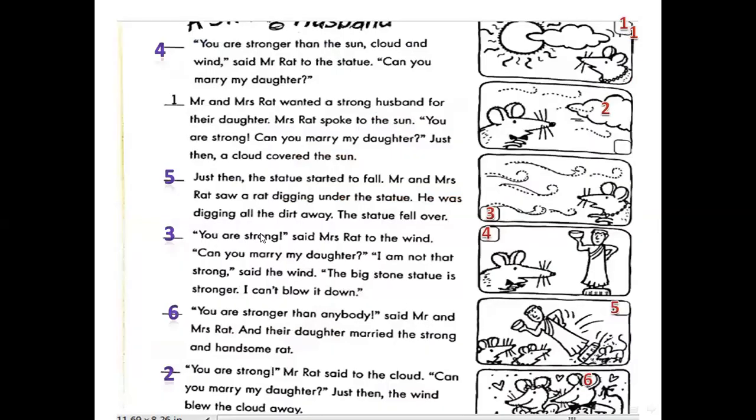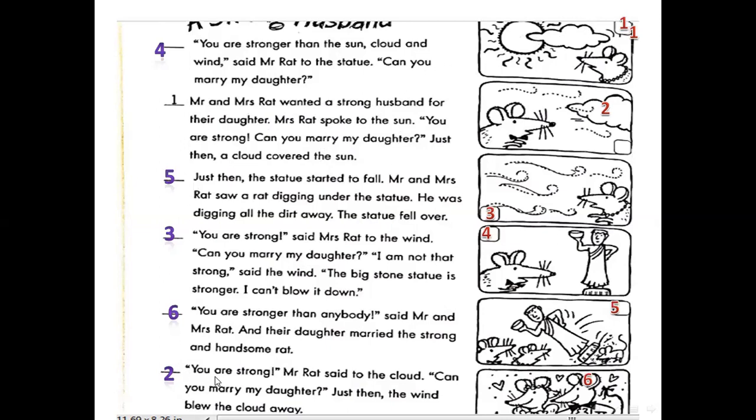And here is the workbook exercise. It is a story about a rat, Mr. Rat and Mrs. Rat. They wanted to find a husband for their daughter. Number 1, Mr. and Mrs. Rat wanted a strong husband for their daughter. Mrs. Rat spoke to the sun. You are strong. Can you marry my daughter? Just then, a cloud covered the sun. This is picture number 1. As you see, the cloud is going to cover the sun.